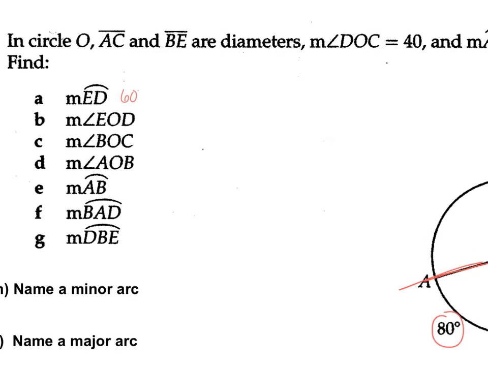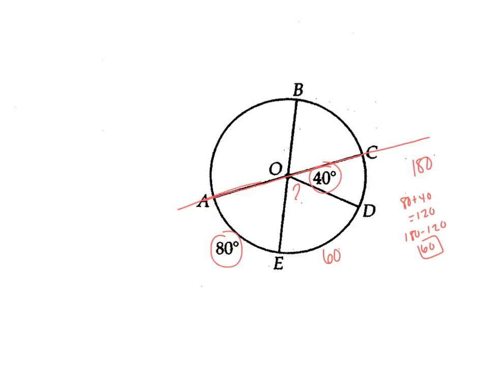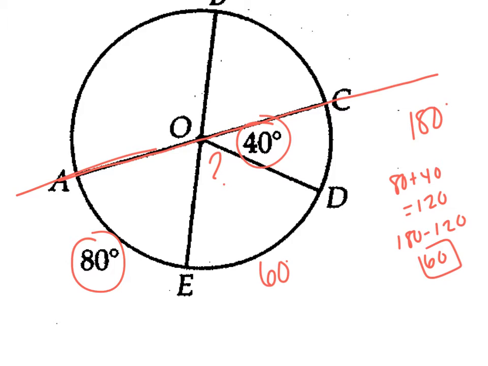The next thing I want to find is the measure of angle EOD. So I go to my image. I'm going to use blue this time. I start at E, go to O, and I end at D. This is a central angle, so I know it's equal to the arc it intercepts. So it's equal to 60 degrees.